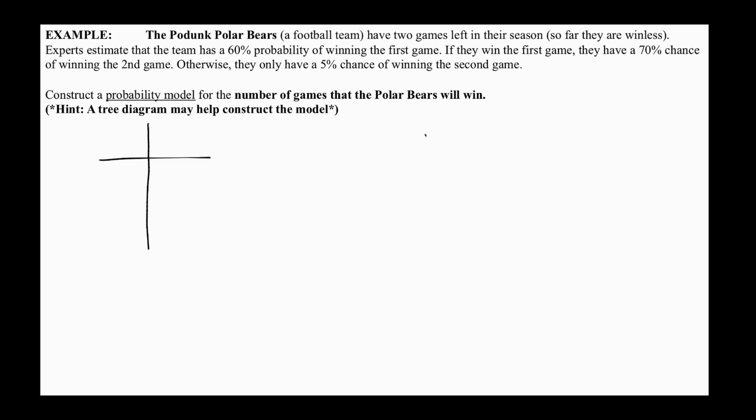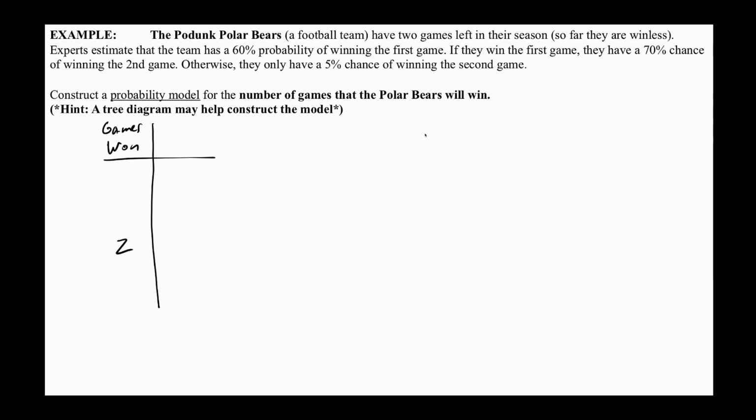A probability model means a table for the number of games they will win to finish the year. So, games won to finish the year. How many games left do they have to finish the year? 2. So what's the sample space? What are all the possibilities of games won to finish the year? They could win 2, they can win one, or they win none.